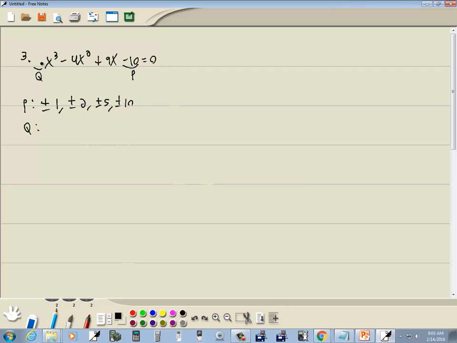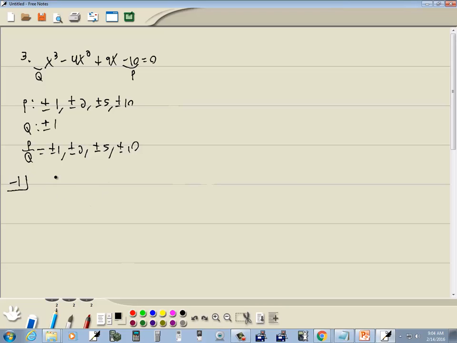All products that give me 1: this is an invisible 1 before the x to the third. That would be 1 times 1. So then all of our possible answers, take each value of p and put it over q. So 1 over 1, which is 1. 2 over 1, which is 2. 5 over 1, which is 5. And 10 over 1, which is 10.